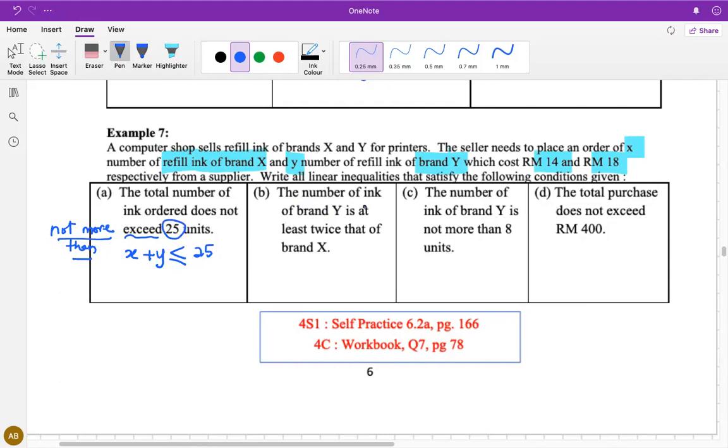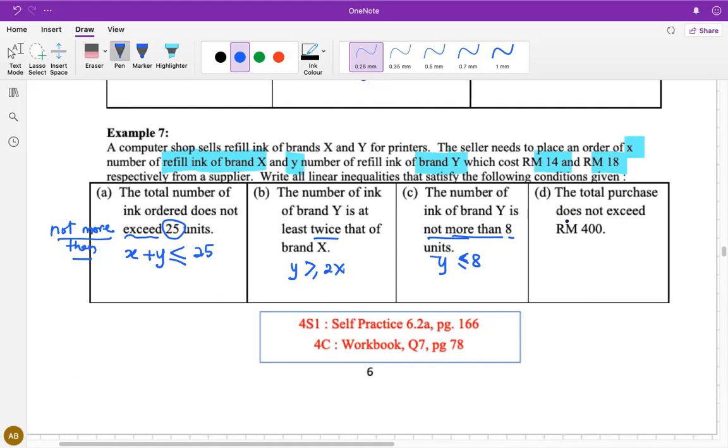Okay, the number of ink of brand Y is at least twice that of brand X. So at least twice of brand X, so 2X. Twice means double. The number of ink of brand Y is not more than that of X. Does not exceed and not more than are the same. So Y is less than or equal to X.